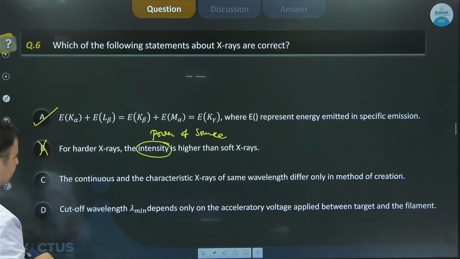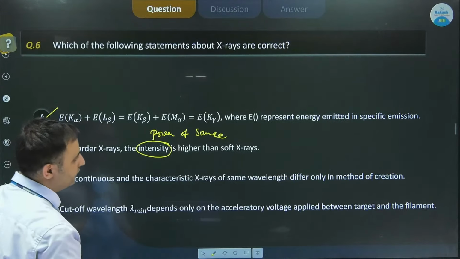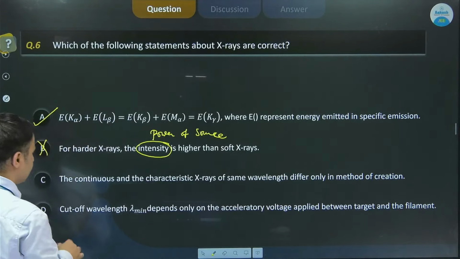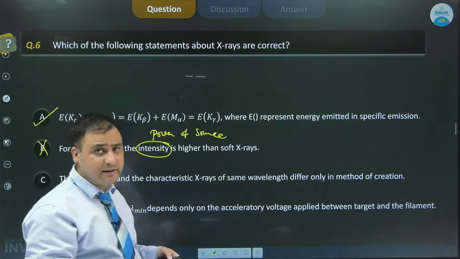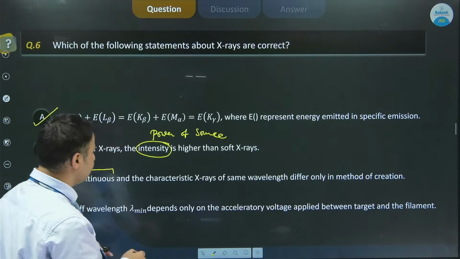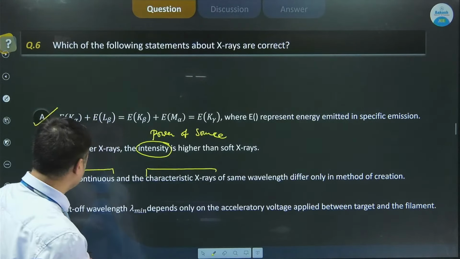Now let's check the next statement. The continuous and the characteristic X-ray of same wavelength differ only in method of creation. Yes, continuous X-rays are obtained from the loss of kinetic energy, and characteristic X-rays are obtained due to transition, so their method of creation is different.